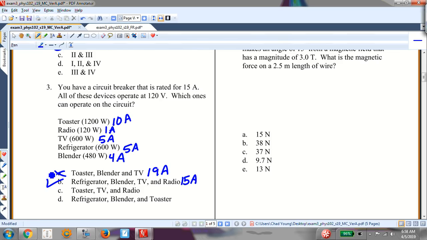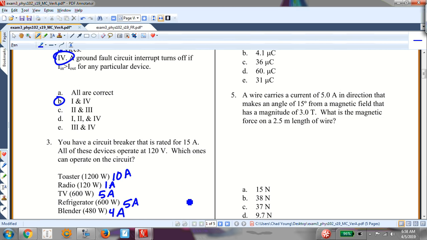But let's just check these others. Toaster, TV, and radio. 10 plus 5 plus 1 is 16. Oh, that's going to kick the circuit off. And then refrigerator, blender, and toaster. 5 plus 4 is 9, plus 10 is 19 amps. So yeah, B is the right answer for number 3.